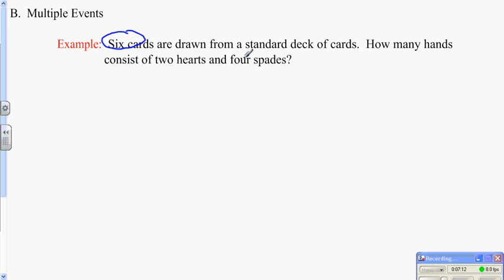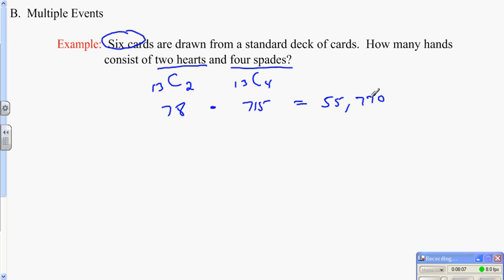6 cards are drawn from a standard deck of cards. How many hands consist of 2 hearts, 4 spades? Now here we look at stages again. 2 hearts. How many different combinations of hearts are there? Well, there are 13 hearts, and you want to choose 2 of them. Spades, there are 13 spades, and you want to choose 4 of them. Pascal's triangle would tell you that row 13, second number in after 1, is 78. 13th row, fourth number in, would be 715. And the counting principle says to multiply these 2 stages, which would give you 55,770. There are that many different ways to get a hand that has 2 hearts and 4 spades.